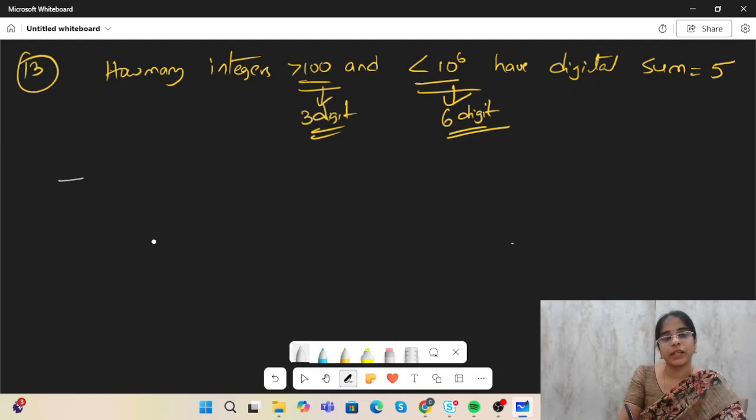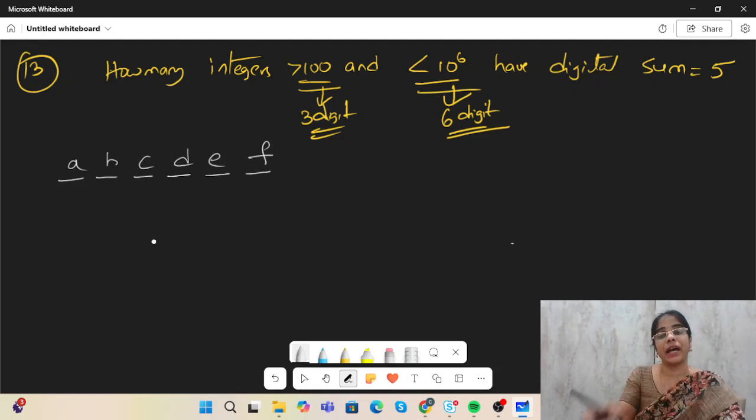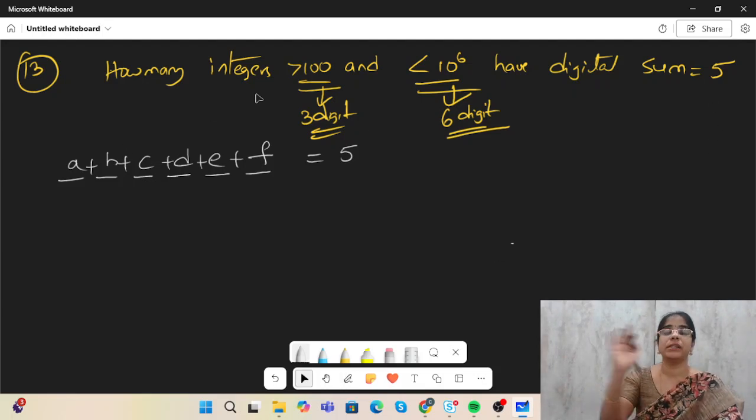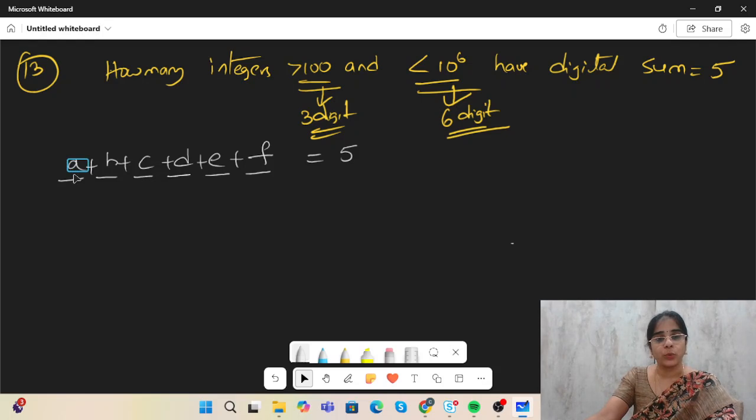That means, suppose let me take 1, 2, 3, 4, 5, 6 digits. Like I will consider A, B, C, D, E and F are my digits. If I add all these, A plus B plus C plus D plus E plus F, I am supposed to get the sum equal to 5. They said how many such integers are possible, right? See, my digit A can be 0, isn't it? Then it's a 5-digit number. My B also can be 0. Then it's a 4-digit number, right? So I am getting all the possible count here.